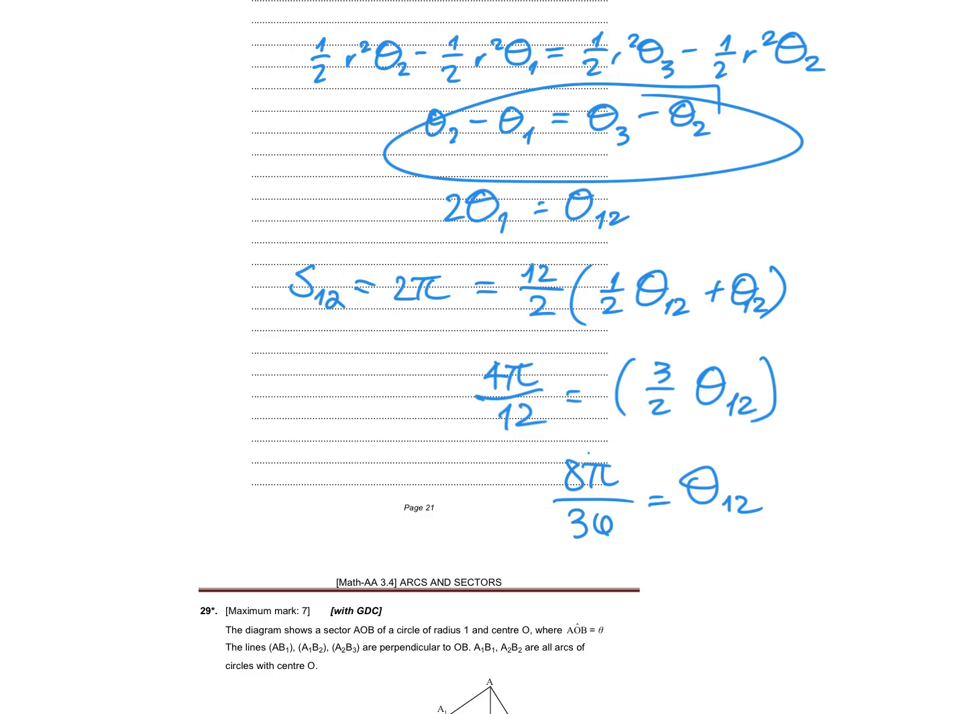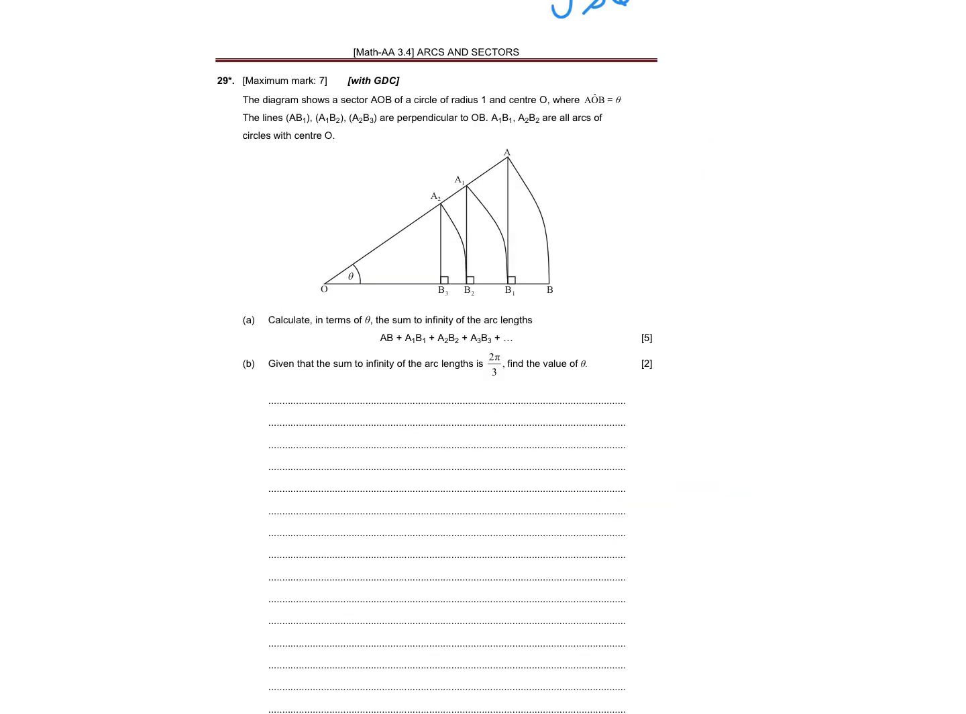Can simplify this down. 4 goes into that twice and 9 times. So if that's theta 12, 2 theta 1 is 2 pi over 9. So we're going to have that theta 1 is pi over 9.